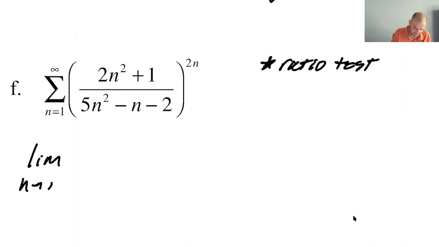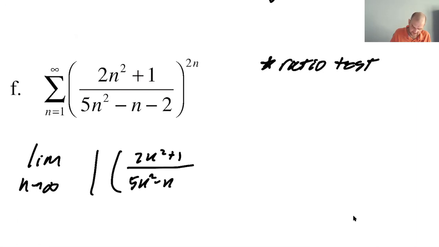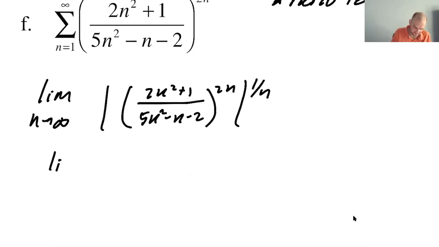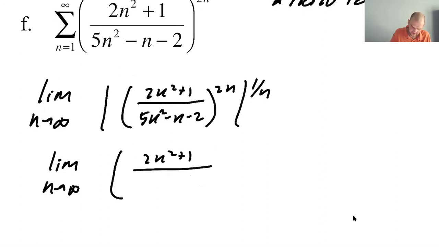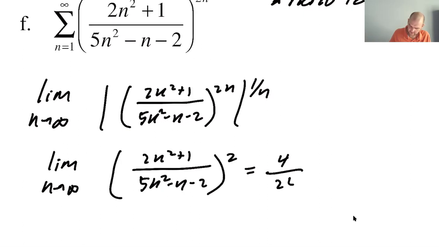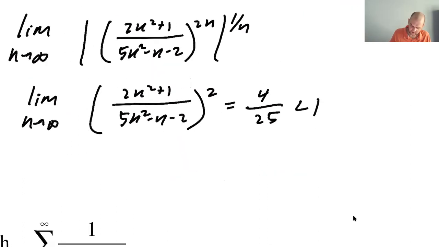Limit as n approaches infinity of the absolute value of 2n squared plus 1. The absolute value part is really easy to deal with when everything is positive, so you don't have to worry about it. We can drop the absolute value because everything's positive. And this just becomes 2n squared plus 1 over 5n squared minus n minus 2. And then 2n times 1 over n is just 2. So this is 2/5 squared, 4/25, less than 1. Therefore converges.